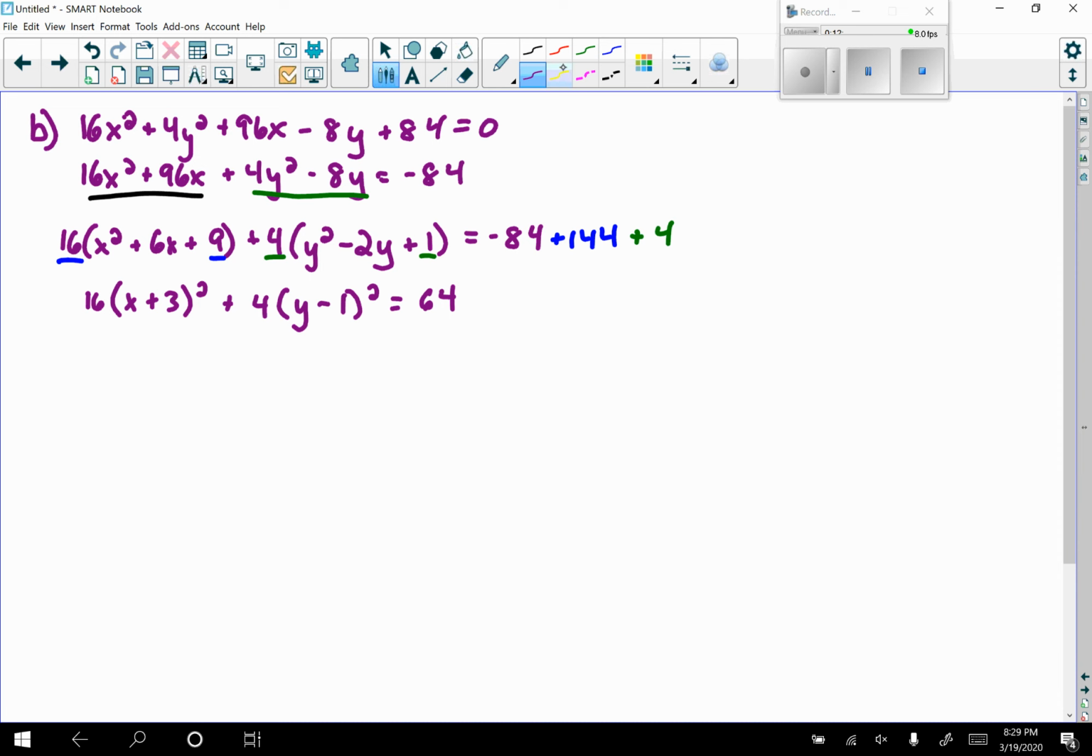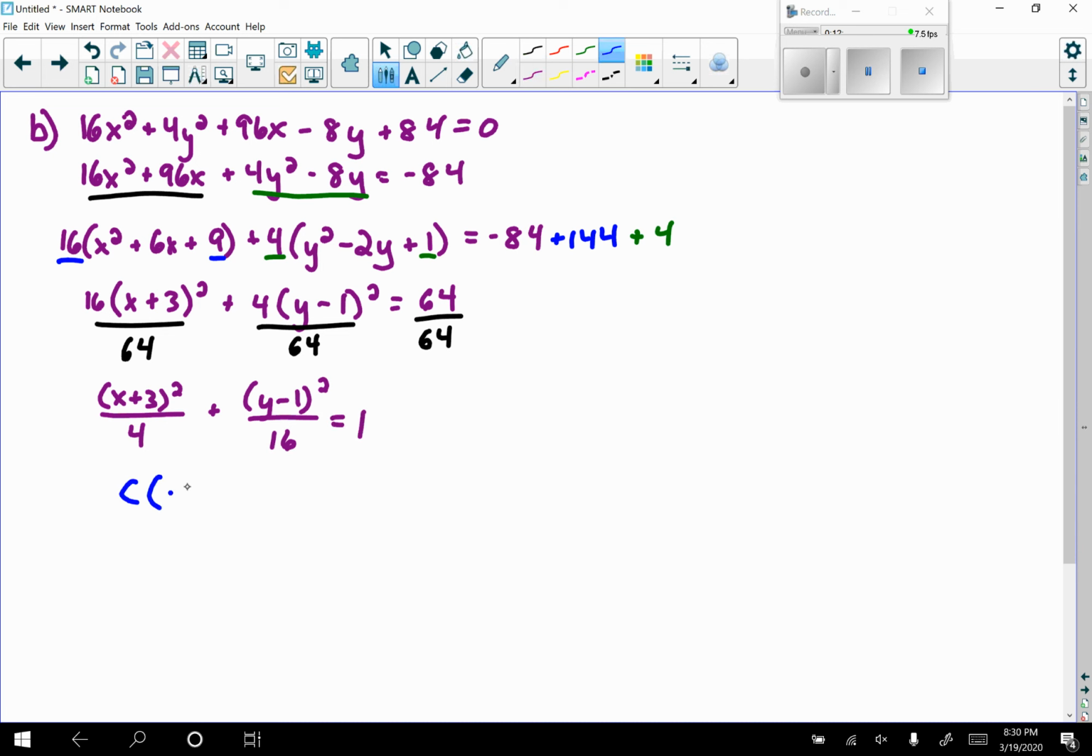Now we're back to seeing the 16 times 4 gives us our 64. So this is what most of our examples look like. I'm going to go ahead and divide everything up here by 64. And we end up with the quantity x plus 3 squared over 4 plus the quantity y minus 1 squared over 16 equals 1. Our center here is negative 3, 1. A squared is larger, so a squared is 16, which means a is 4. B squared is 4, which means b is 2.